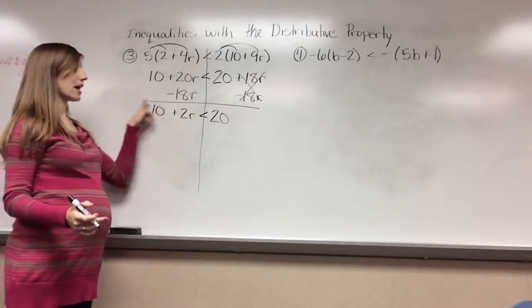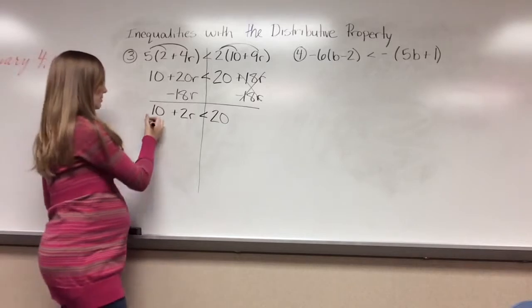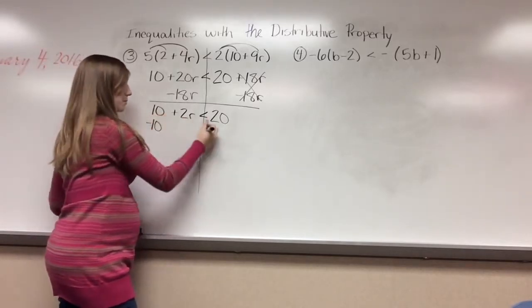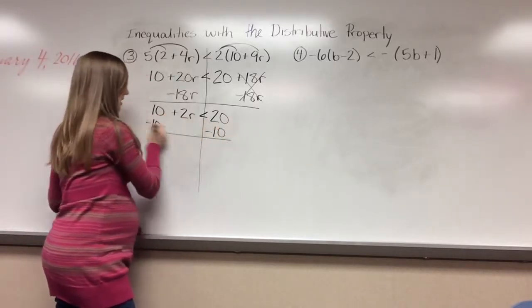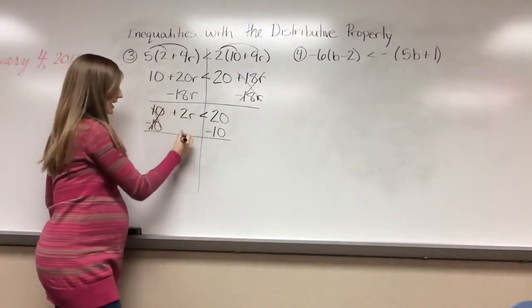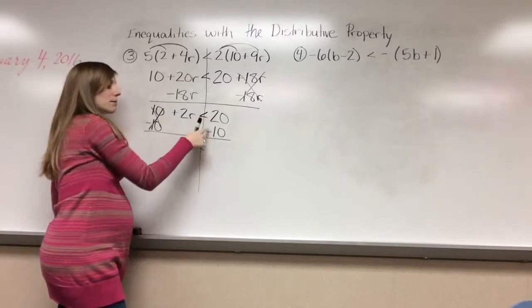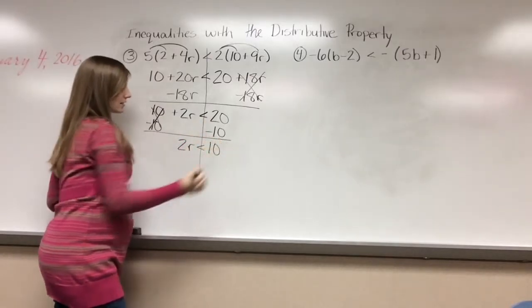Now I need to cancel out my positive 10. To do that, I need to subtract 10. So I'm going to subtract 10 on both sides. 10 minus 10 is 0, so my 10's cancel. And we get 2r, just comes down, is less than 20 minus 10 is 10.